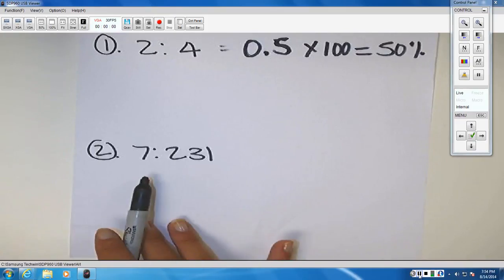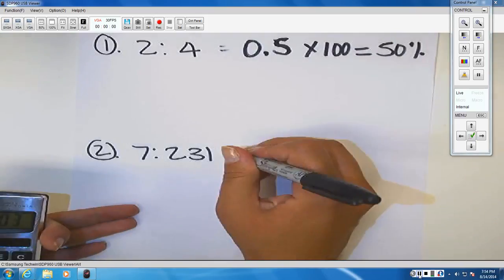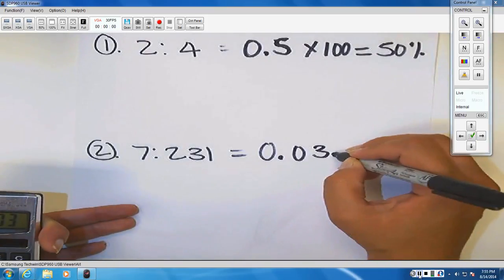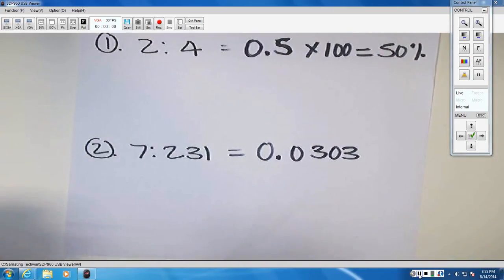Number 2, we have 7 is to 231. So again, I like to work with decimals. So I'm going to turn this into a decimal by dividing my first number by my second number. So 7 divided by 231, it's a weird number. It's 0.0303. I'll just go out that far. So I end up, let's make sure I'm right, 7 divided by 231 equals 0.0303 is how far I'll go out with that one.